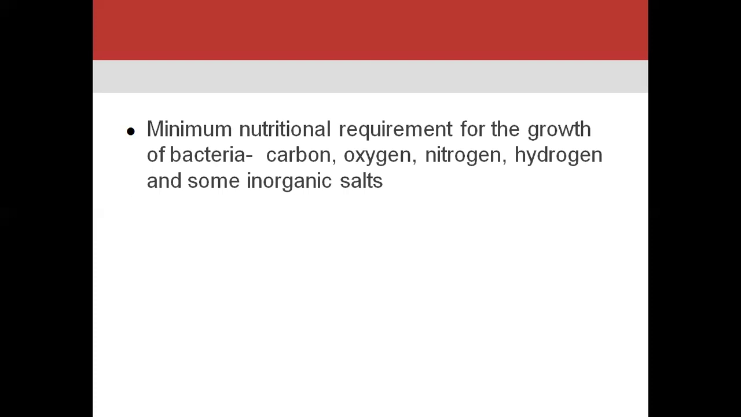So here, if you see the introduction, what are the minimum nutritional requirements for the growth of the bacteria? They are carbon, oxygen, nitrogen, hydrogen, and some inorganics also. So these are the minimum nutritional requirements for the growth of the bacteria. To grow the bacteria, we have to provide all these nutrients in the form of artificial culture media.